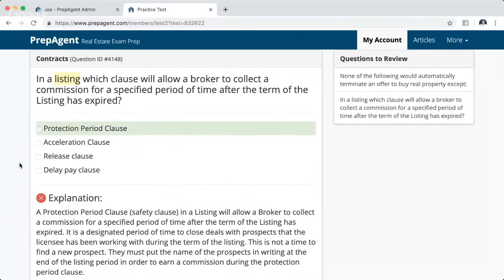So, what is that protection period clause? So, the protection period clause is a time period after the listing expires to close deals with people you've been working with during the term of the listing. It is not a time to find new buyers. Okay. So, if you guys find a buyer during the term of the listing and they don't write down the offer, but they do it after the listing expires, you get paid.